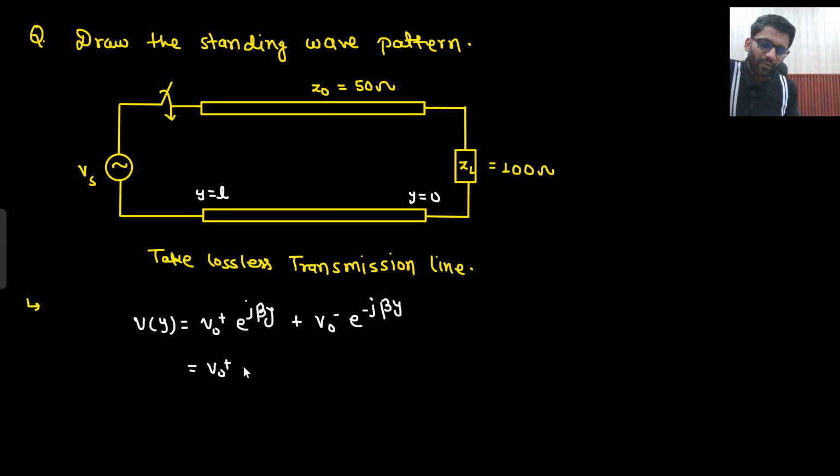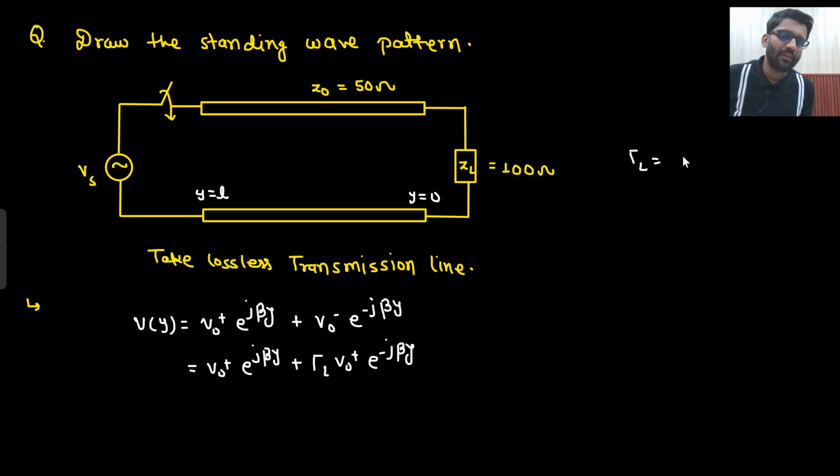But you should have the habit of writing this step directly. You will not write V naught minus. What you will write is gamma L V naught plus e to the power minus j beta y. Why is that so? Because V naught minus can be written as gamma L V naught plus. And what is your gamma L now? ZL minus Z naught upon ZL plus Z naught. So 100 minus 50 upon 100 plus 50.